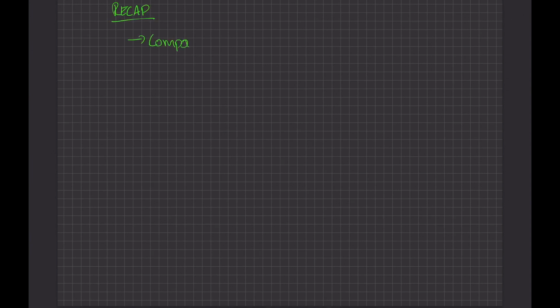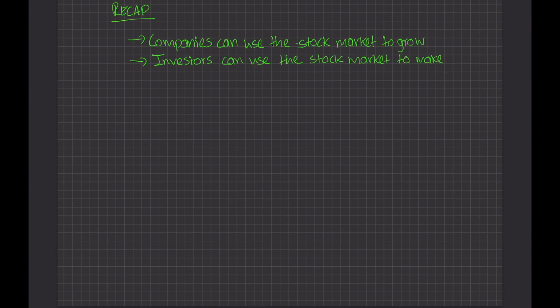Now, if we do a quick recap, today we learned that companies can use the stock market to grow, to raise capital and to reinvest in their business, hence appreciating the value of their stock. Similarly, because of that appreciation, investors can also use the stock market to make high returns over time. But one thing we didn't talk about today was, how can we actually judge the performance of a stock? Are there different ways to analyze the performance of a stock? So this is something that we're going to talk about in the next video.